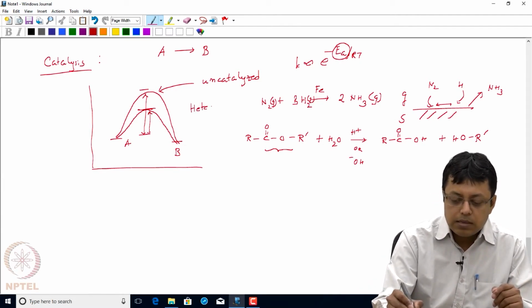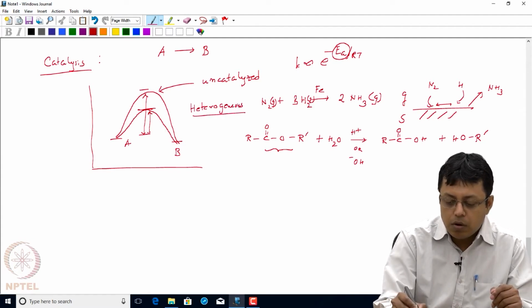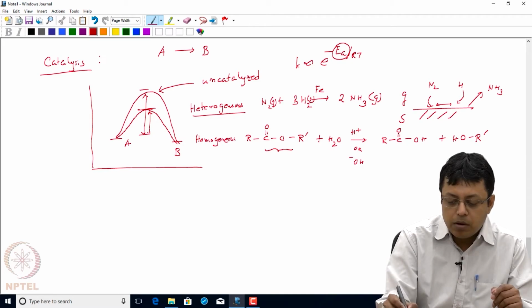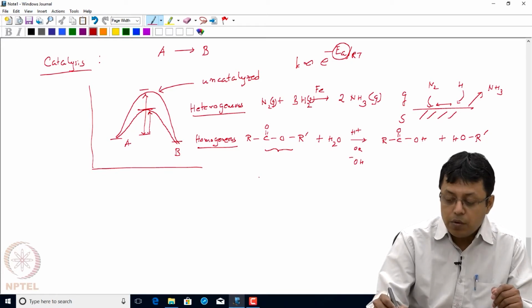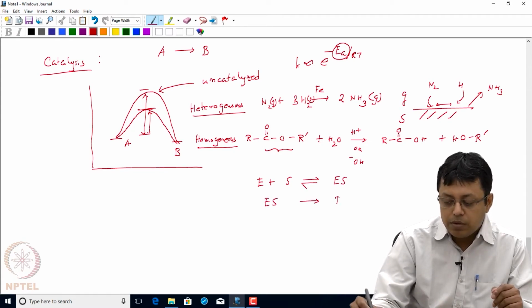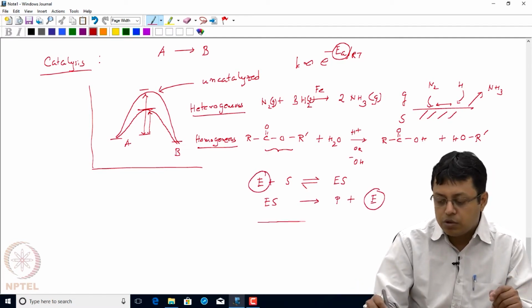So catalysis is defined as heterogeneous or homogeneous catalysis. One very important example under homogeneous catalysis is enzyme catalysis, where the enzyme binds to a substrate to give you the enzyme substrate complex, and this enzyme substrate complex eventually gives you the product plus the free enzyme back. So the enzyme is a catalyst, it doesn't take part in the stoichiometry. The overall stoichiometry is the substrate going to the product.